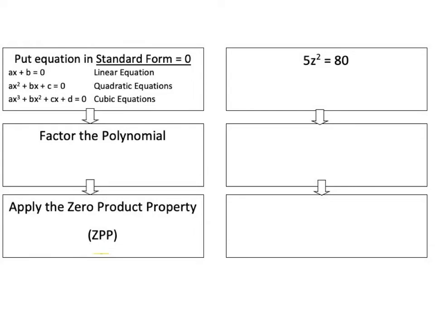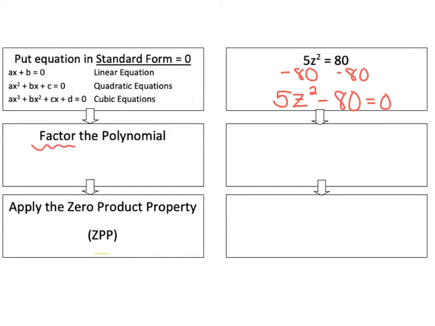We want to begin by always placing our equations in standard form. So if it's quadratic, x squared plus bx plus c equals 0. If it's cubic, it just goes in descending order. Put your cubic first, your quadratic, your linear, your constant equal to 0. So I need to get this equal to 0 so that I can apply the zero product property. So in standard form, it would be 5z squared minus 80 equals 0.